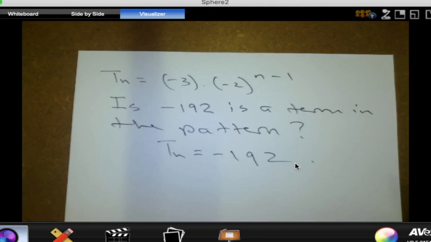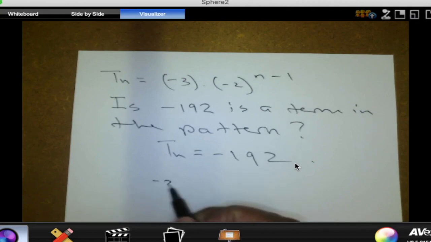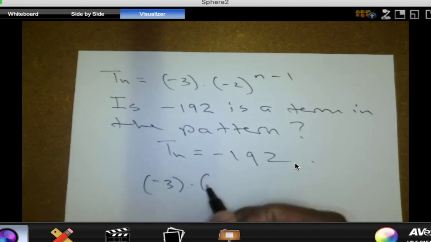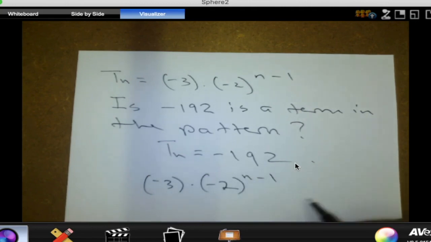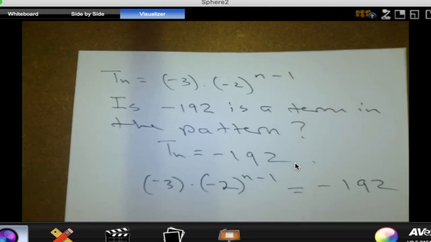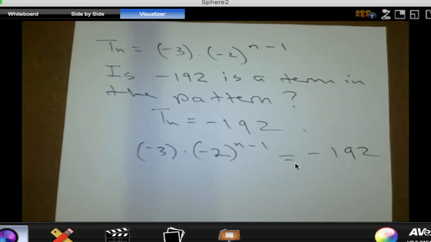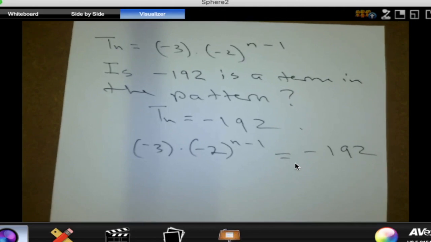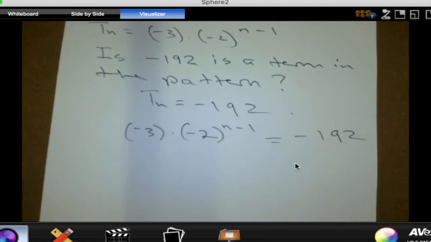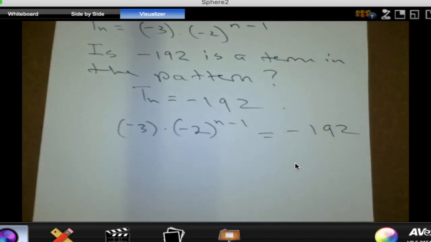So this is the case where you are looking for n. So you need to solve for n. So you form your equation. Tn is negative 3 multiplied by negative 2 to the power of n minus 1. And now we are saying, let's put it equal to negative 192. This will help us to answer the question. If we can find n, and n must be a natural number, a counting number, then it means negative 192 is in the sequence. What is the first thing you do?